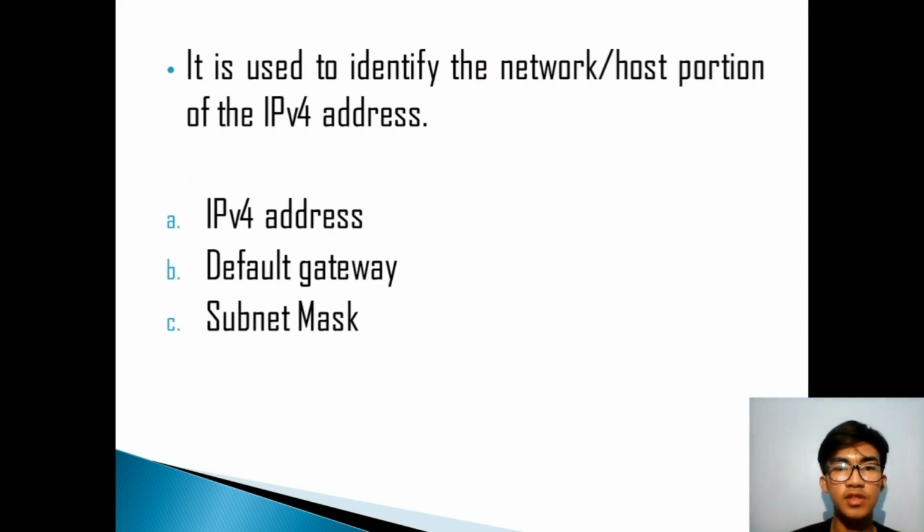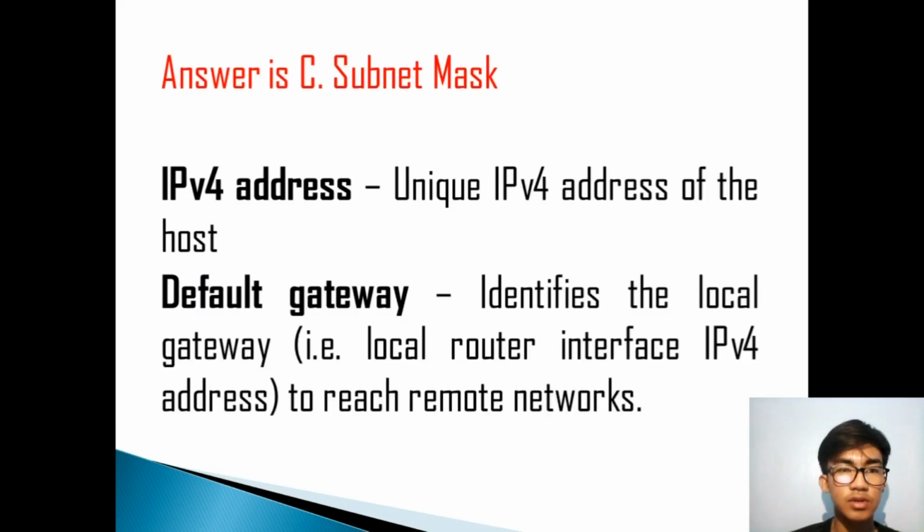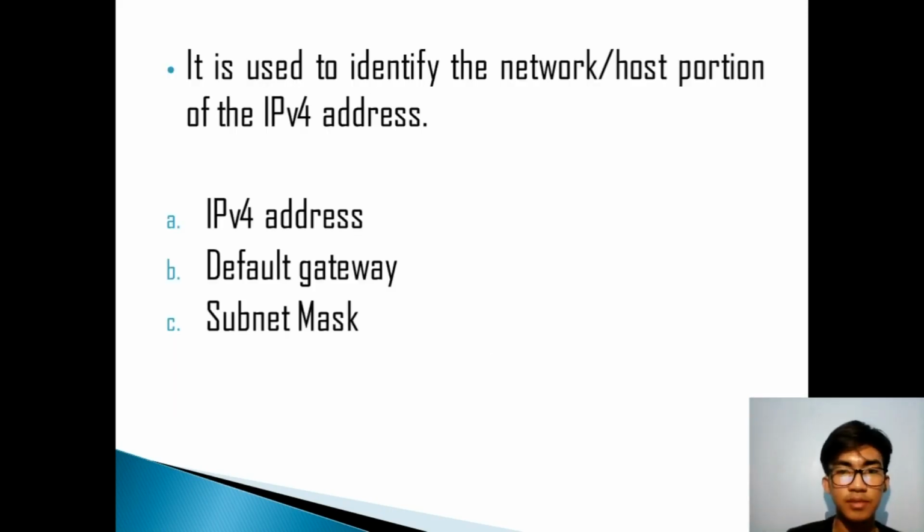So it is used to identify the network host portion of the IPv4 address. So A, IPv4 address, default gateway, or subnet mask. What do you think, guys, will be the answer? So the answer is C, subnet mask. Subnet mask is used to identify the network host portion of the IPv4 address.